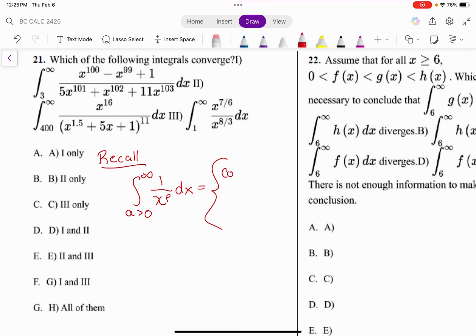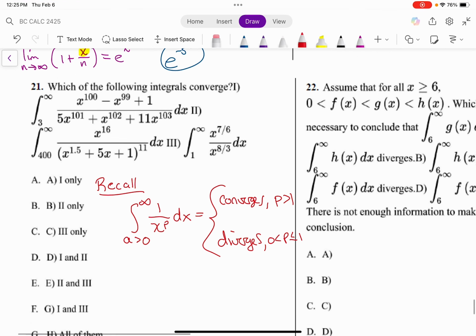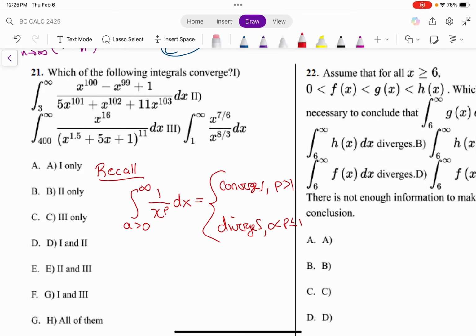it's going to converge or diverge depending on the value of p. So it's going to diverge if those are the p-values, or it's going to converge if p is bigger than 1. So we want to know which one of these converge. We've got to compare them to a p-series that we recognize. So if I look at 1, for example, remember this one's 1, this one's 2.